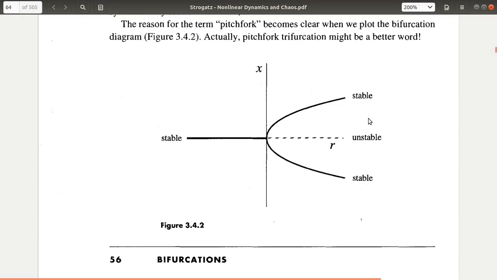Yeah, so this is the bifurcation diagram for pitchfork bifurcation. The reason it's been called pitchfork bifurcation is because of the picture which you are seeing now. So this bifurcation diagram looks like a fork. Okay, so maybe that's the reason it's been called pitchfork bifurcation.